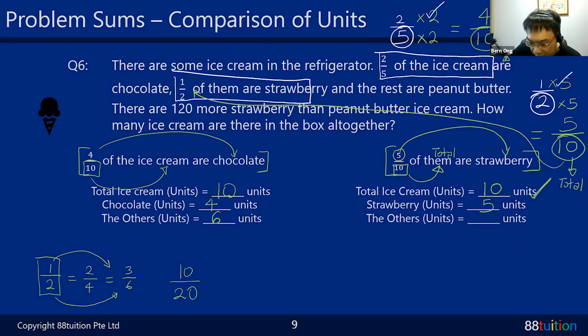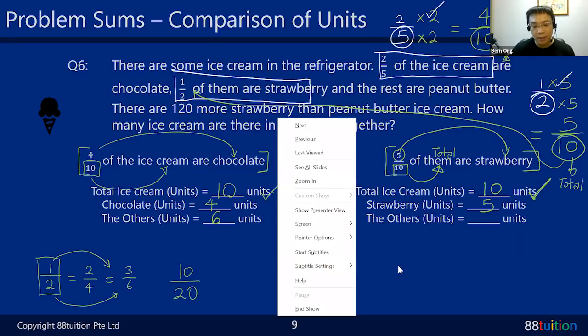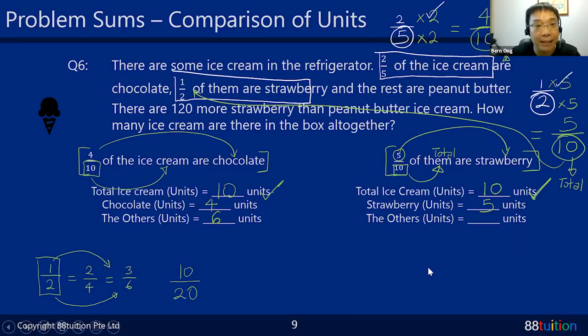Can you see that your total here and your total here, are they the same number? Yes, they are the same number, 10. That is what you want. Because you got 2 fractions here, you have to learn to compare them fairly. So 10 and 10 the same already? Yes, it means that everything is in line already. So let's look at the strawberry. If you got 10 units of ice cream, 5 units are strawberry. That means the remaining 5 are others. And what is under the others category? These others consist of chocolate and it also consists of peanut butter. I call it PB. PB stands for peanut butter.